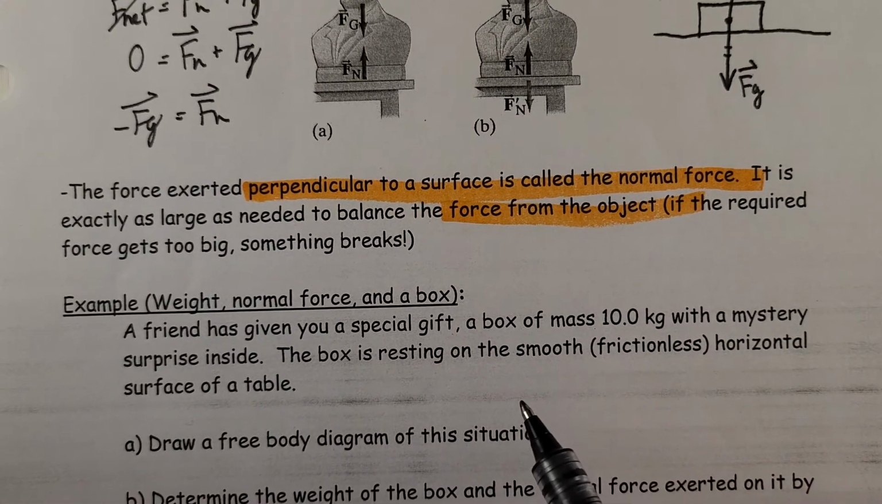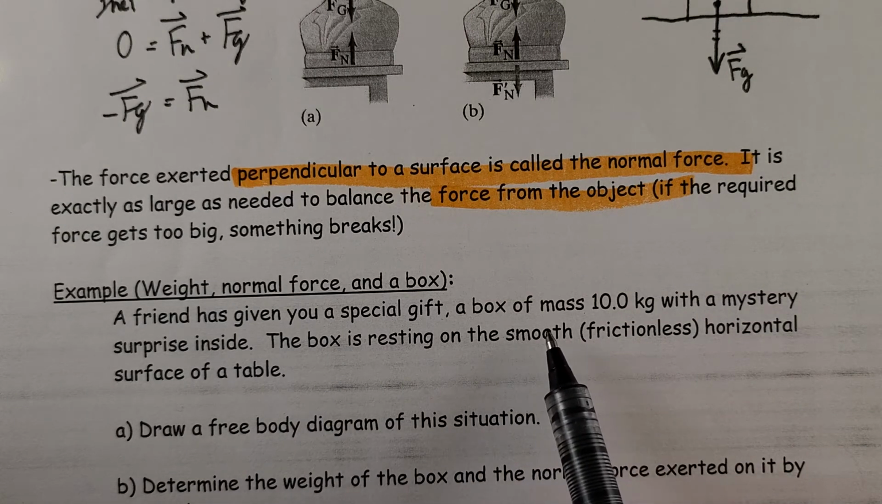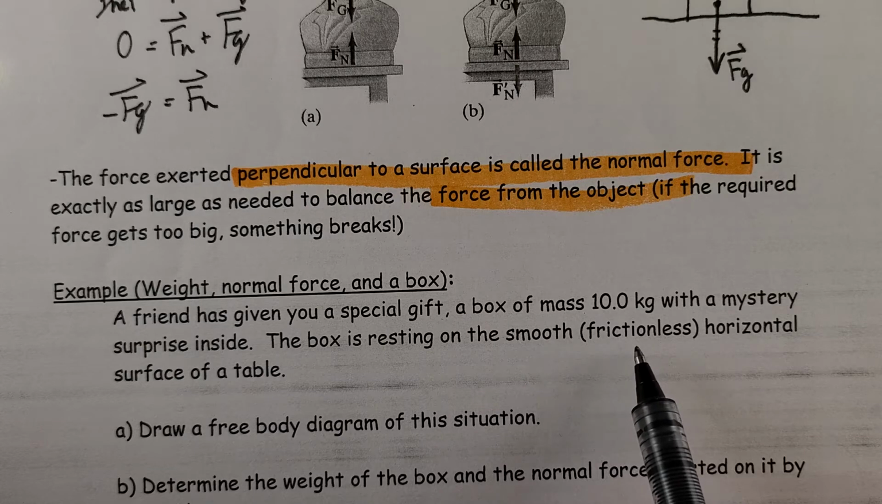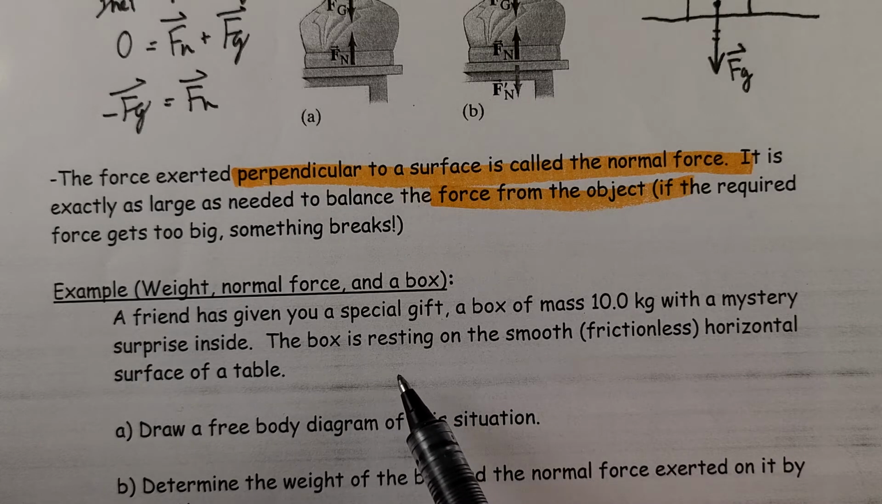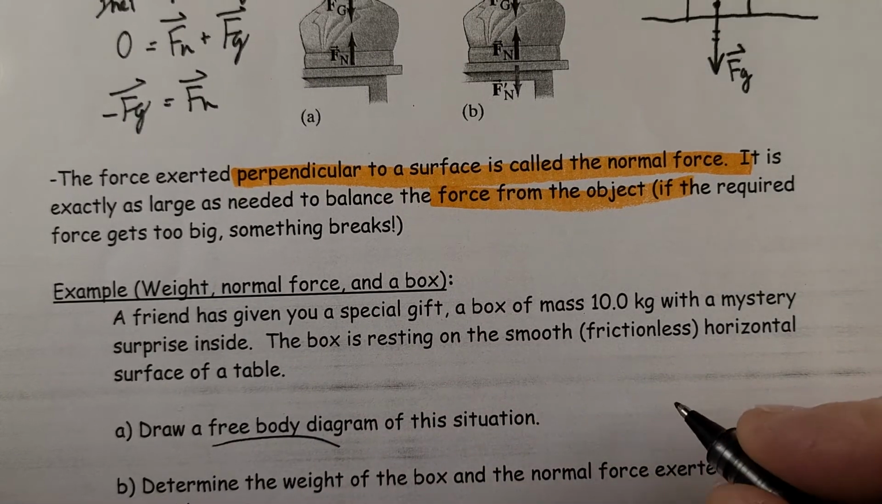So we'll take a look at a couple of examples here. Example: a friend has given you a special gift, a box that has a mass of 10 kgs with a mystery surprise inside. The box is resting on a smooth, frictionless horizontal surface. Draw a free body diagram.